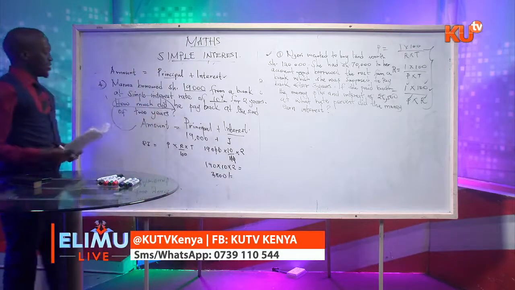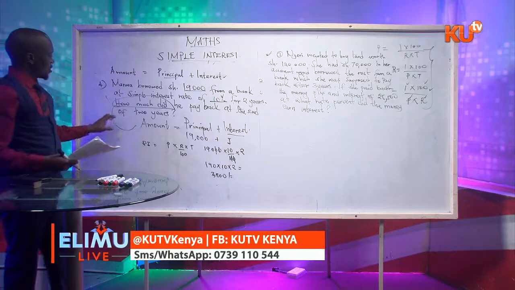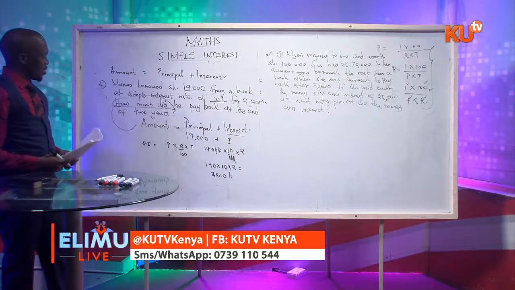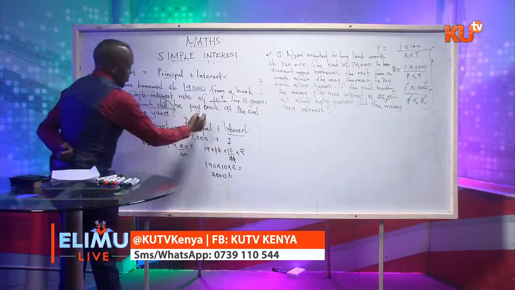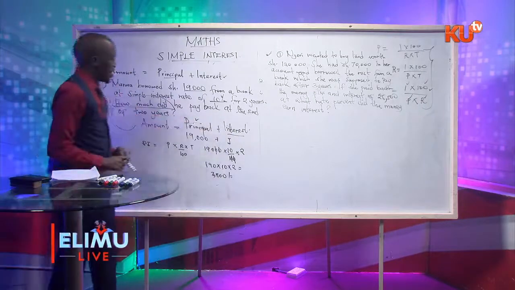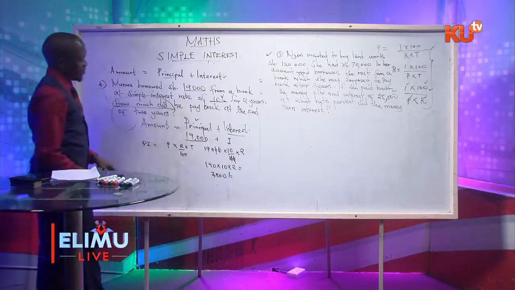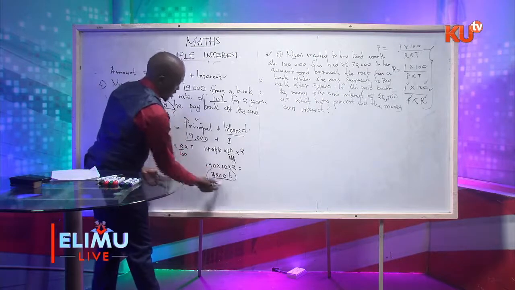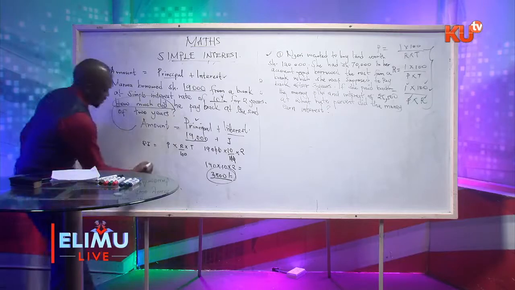Our calculation is not over at that point because the question was amount. Find the amount. So how do we get the amount? The formula is principal plus interest. And we know that the principal, we had written it here. What we were looking for was the interest, this one here. So we shall take 19,000 plus 3,800.